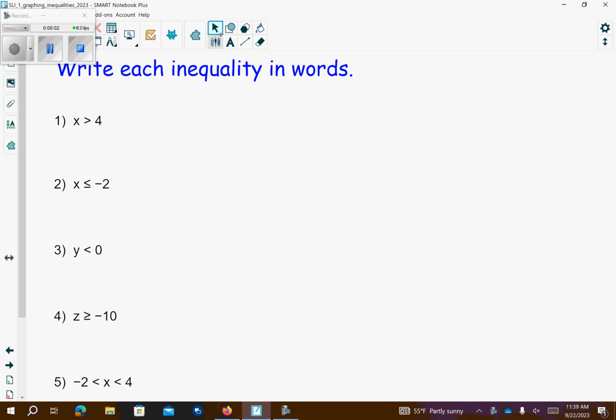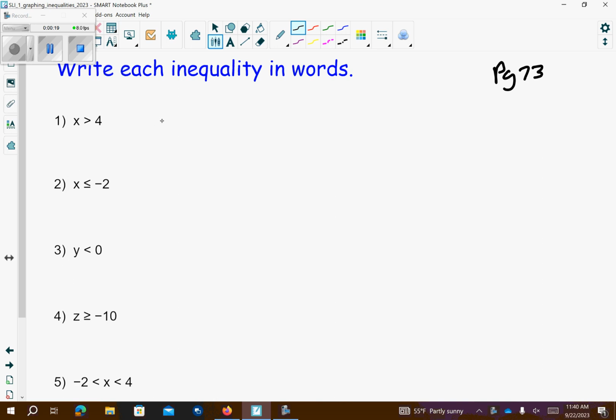Hi, CP Algebra 1. We are on page 73 in your workbook, so look at the bottom right corner to find it. We want to write this in words, so letters first. You always want the letter first. Write this in interval notation, or write this in words.